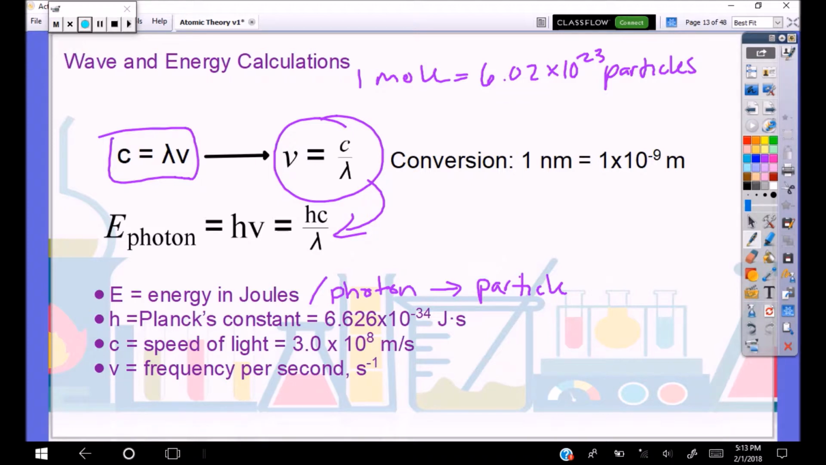Okay. Speed of light, 3.0 times 10 to the 8th meters per second. Frequency is always in inverse seconds, or reciprocal seconds. And then Planck's constant, 6.626 times 10 to the negative 34th joules per second, or joules times second. Which makes sense. If you look at the units, you have joules times second for your h, you've got meters per second for your speed of light, and then your wavelength lambda in meters. Meters cancels, seconds, seconds, and you're left with joules.